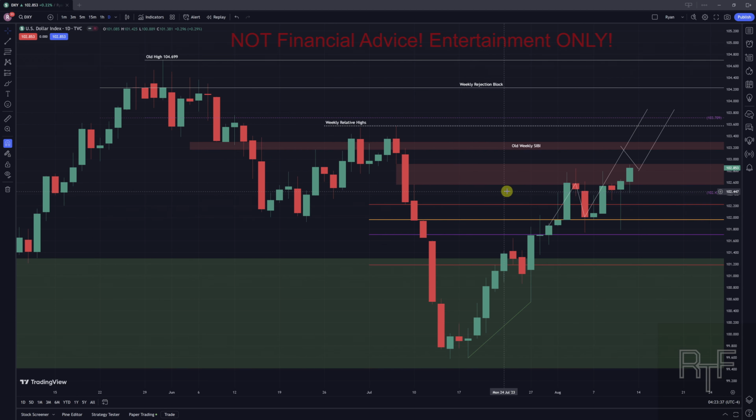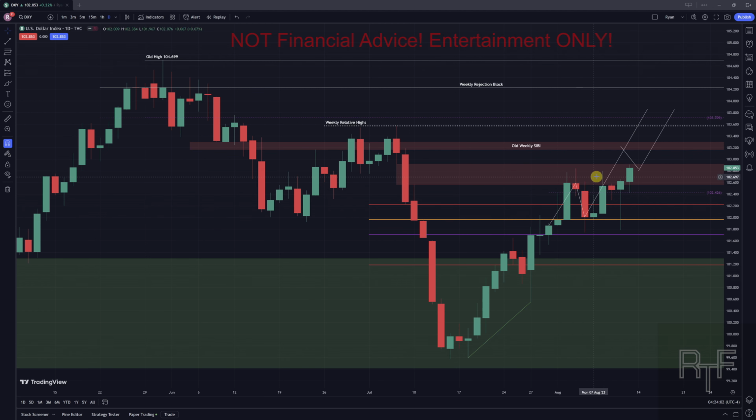Jumping into the daily chart, we see that price traded up into the daily SIBI, came back down, traded into the weekly SIBI, and then that was the start of last week. From there, price traded up again into the daily SIBI and came back down on Thursday to retest the weekly SIBI and then closed in the daily SIBI above the week's highs.